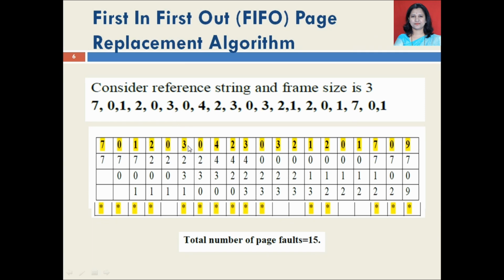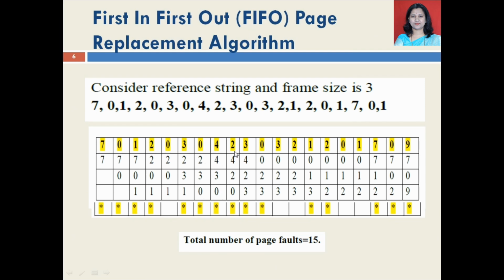Next is 3. 0 will get replaced and 3 will get placed over there. So it will become 2, 3 and 1. Page fault will be there. Next is the 0. 1 will get replaced and 0 will get placed over there. Now to place the 4, 2 will get replaced and 4 will get placed over there. So it will become 4, 3 and 0.